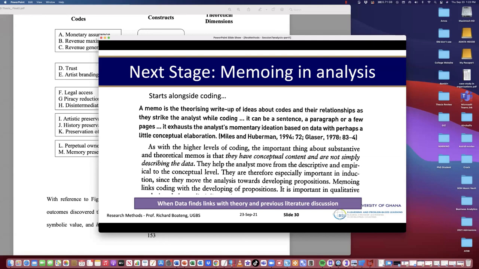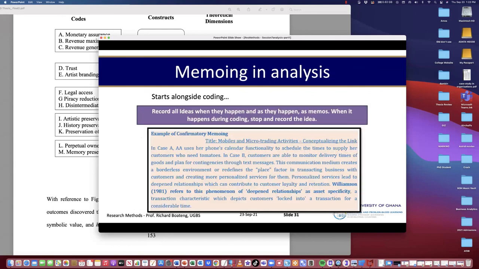So when data finds a link with theory or previous literature, we call it a point of ideation where you memo. So you have confirmatory memoing when all of it confirms something, and you have contradictory memoing when it is in contrast. In my previous papers, sometimes I have done an example of confirmatory memoing. For example, in the mobiles and micro trading papers, I was comparing findings from case A and case B. After that, I did an abstraction of what is common to both, and then used it to do a confirmatory memo.